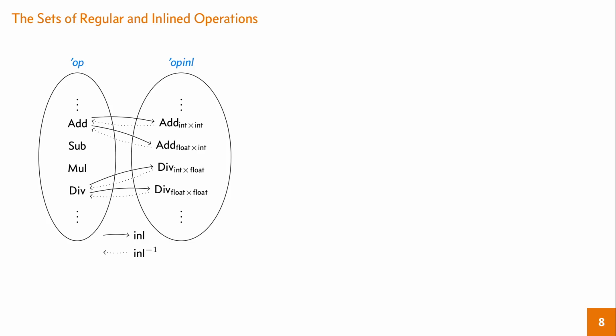So we have 2 disjoint sets of operations. The left one, op, contains the original operations, and the right one, op inline, contains a certain number of inline versions. The solid arrow is a function which maps an operation to the inline operation best fitting some concrete arguments encountered by the virtual machine, if any exist.